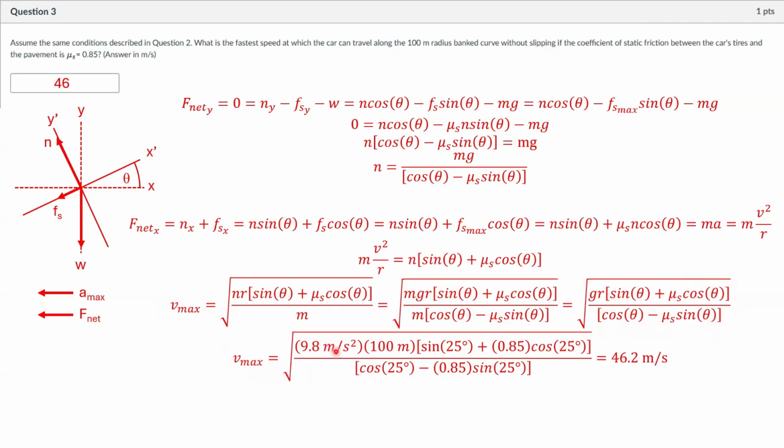So square root, g is 9.8 meters per second squared. r is 100 meters. Angle is 25. Coefficient of static friction was 0.85. Do that math and I get 46.2 meters per second. Two significant figures, which I see in my mu s term at least, is 46. If you kept the 0.2, you would still get it correct.